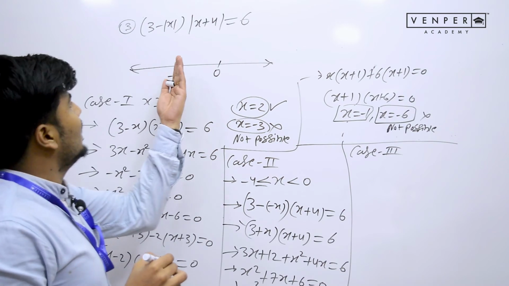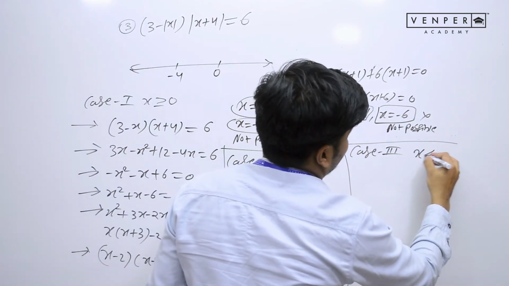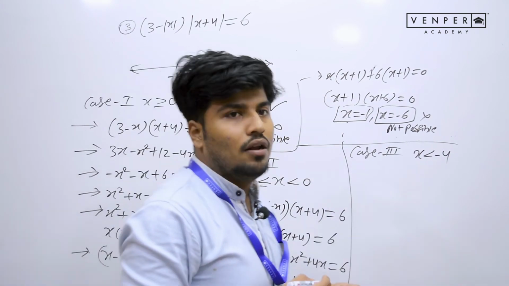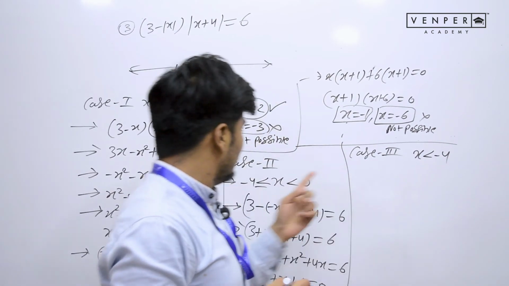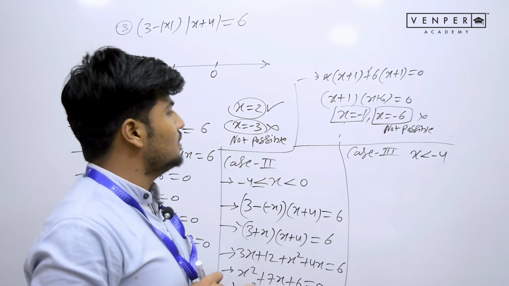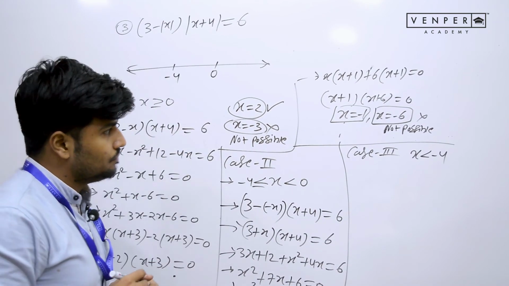Third case. What is the third case? The third case is I will take the values of x which are less than -4. So I will write it directly, x < -4. And I hope you will not ask me, sir, why not less than or equal? Because the value -4 I have already taken in the second case. That's why I will take values less than -4, which is this side.